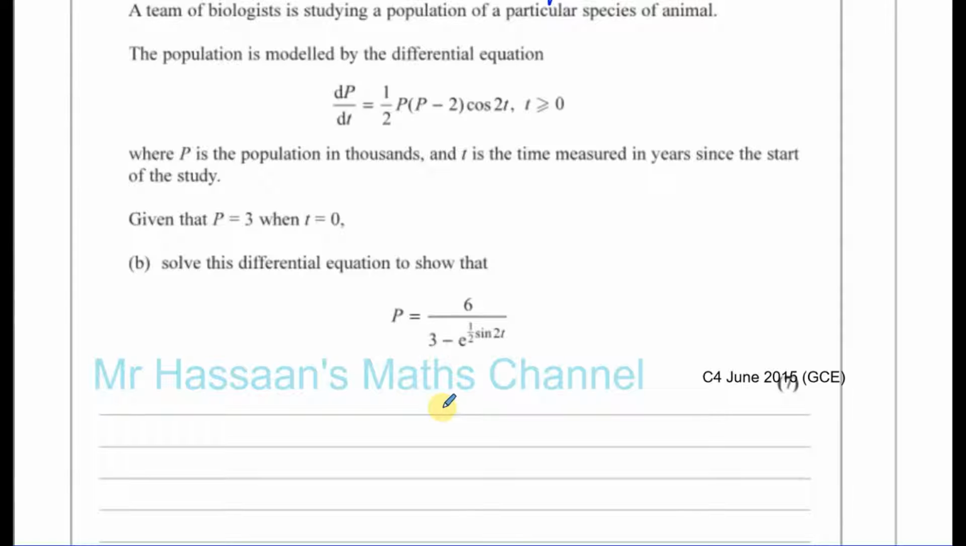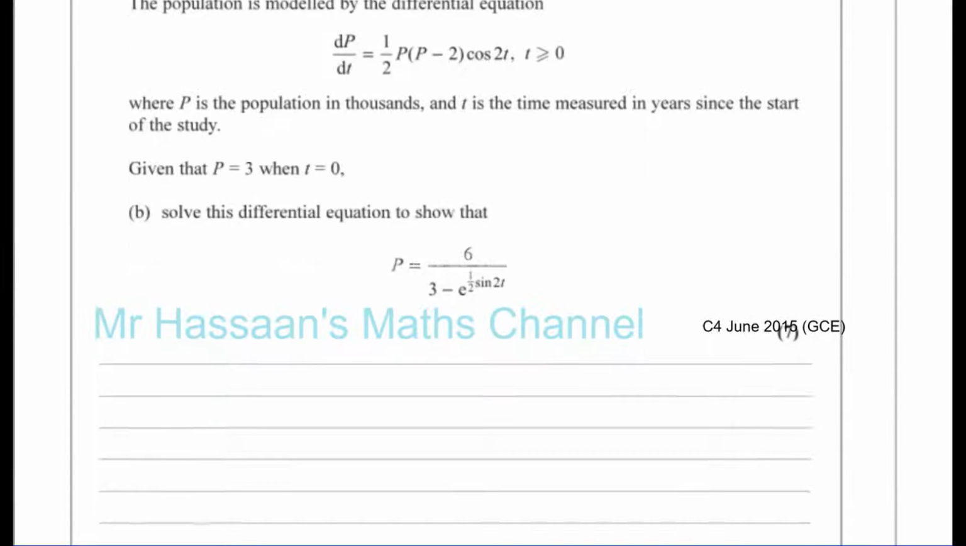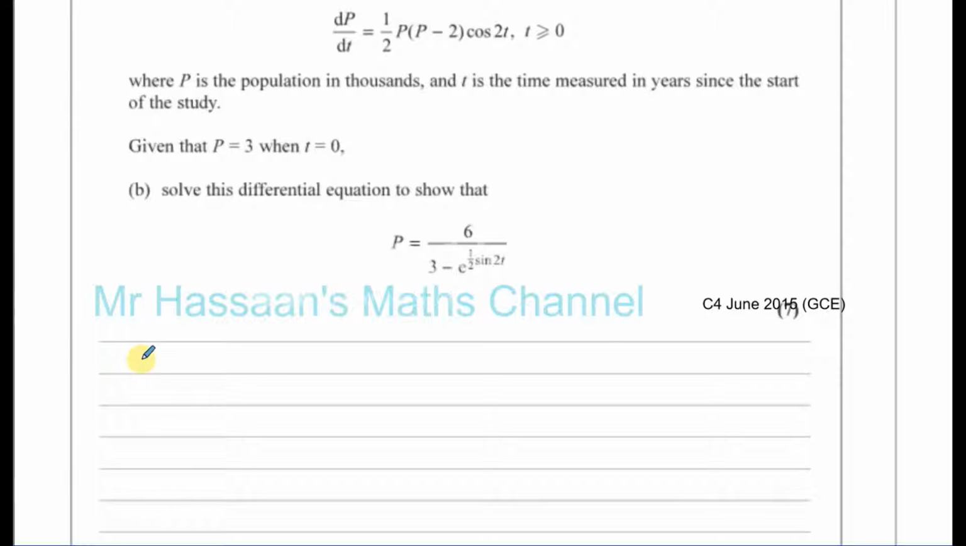Anyway, where P is the population in thousands and t is the time measured in years since the start of the study, given that P equals 3 when t equals 0, solve this differential equation to show the following. So we start off with what they gave us: dP/dt equals a half times P minus 2 times cosine 2t.